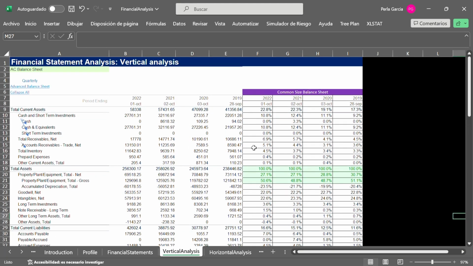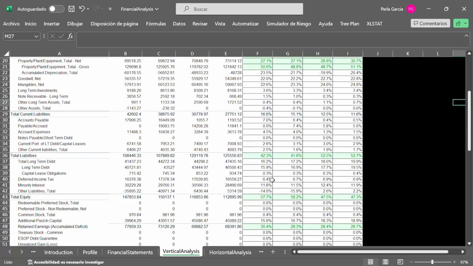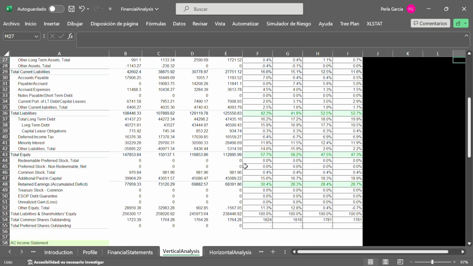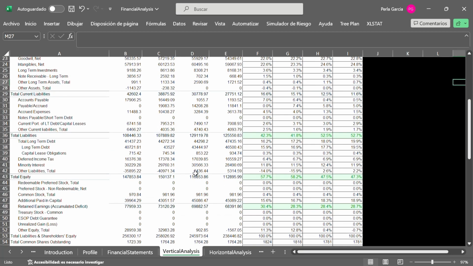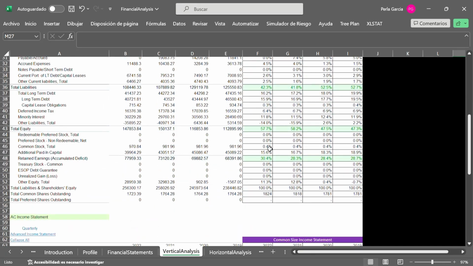In total assets, the most important asset here is property, plant, and equipment, which represents 50.6%. In liabilities, total liabilities represent 42.3% in 2022. Total equity in 2022 is 55%. This explains how the financial position is composed, all of the assets, liabilities, and equity.